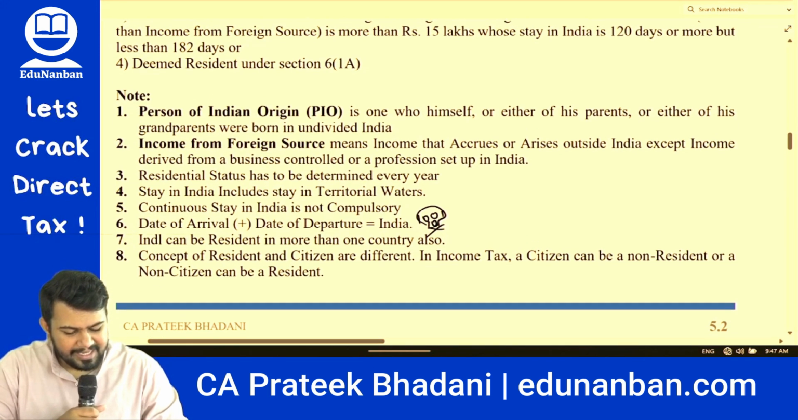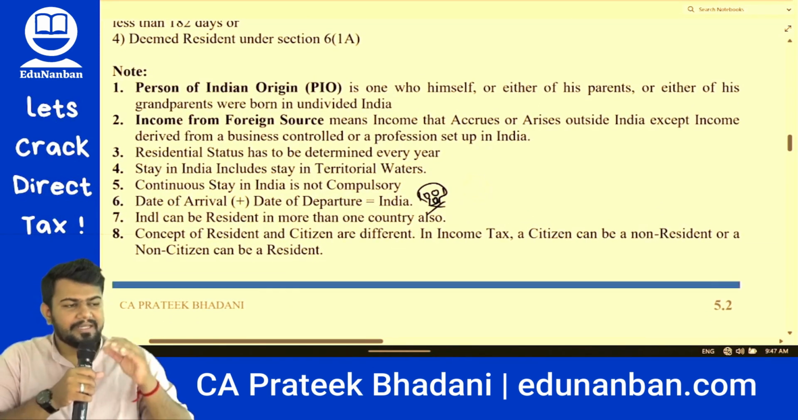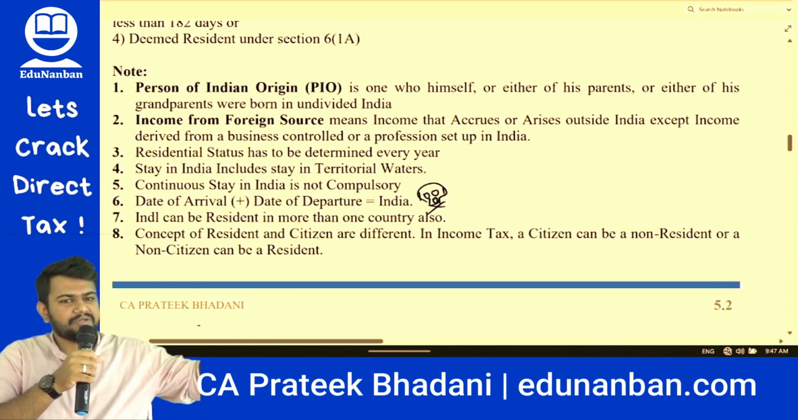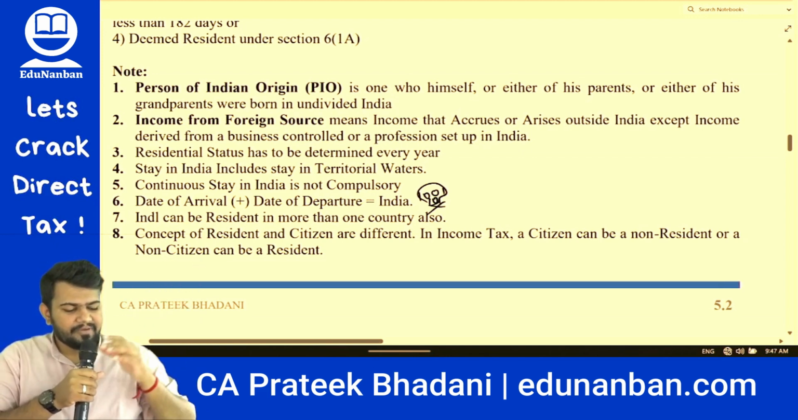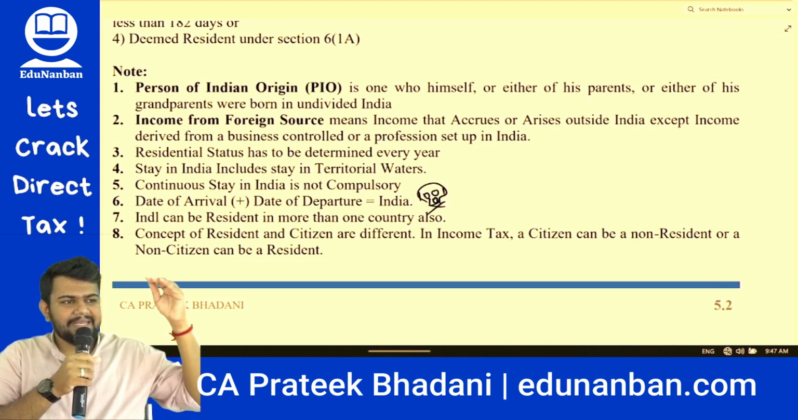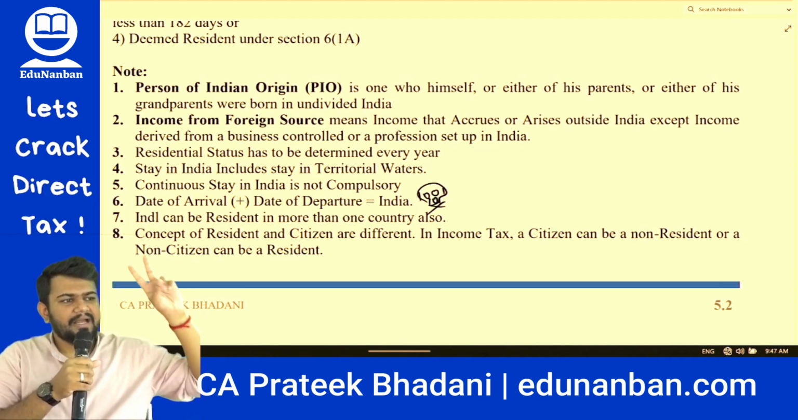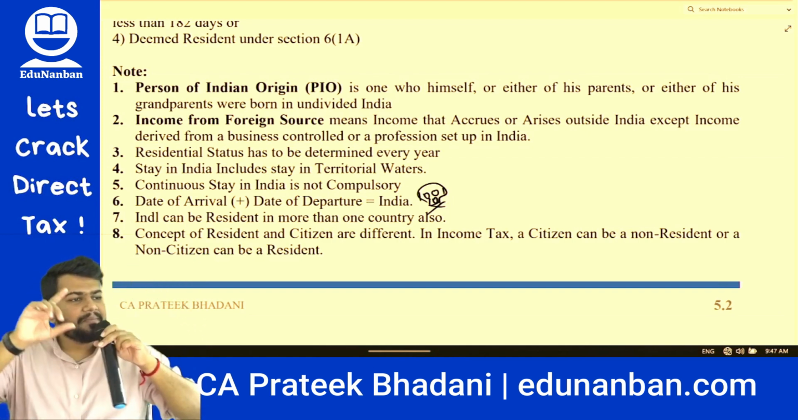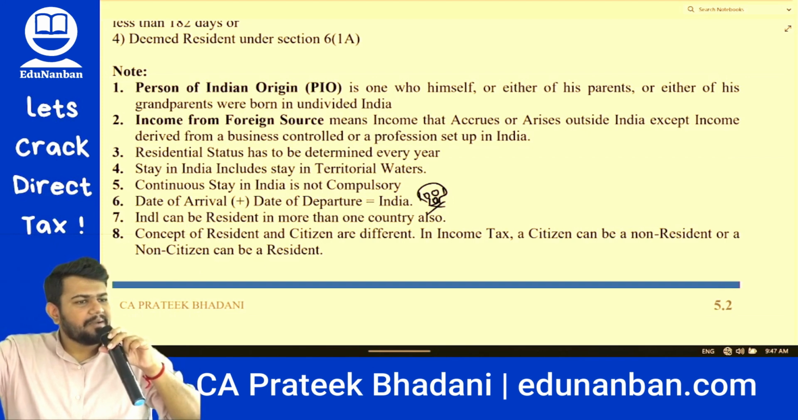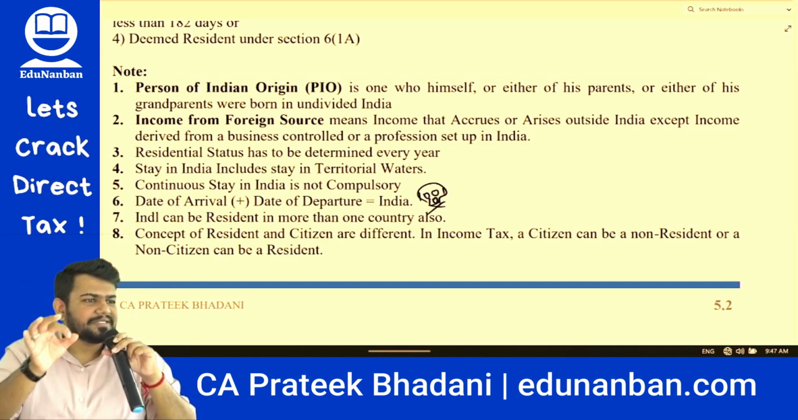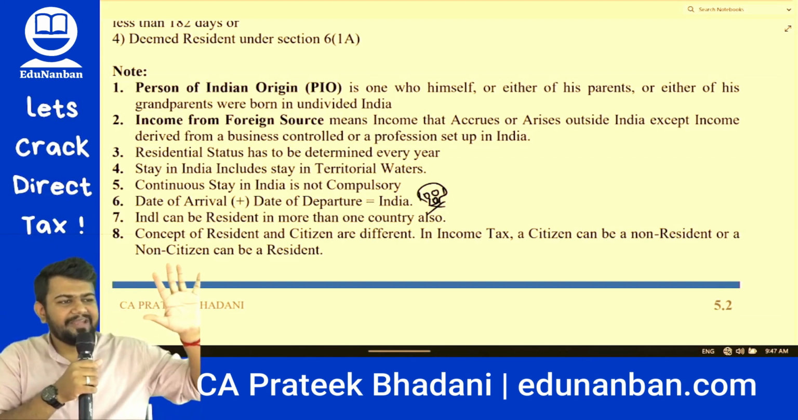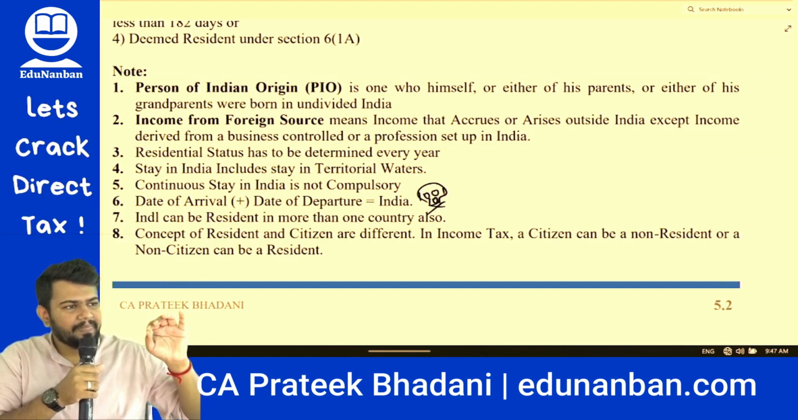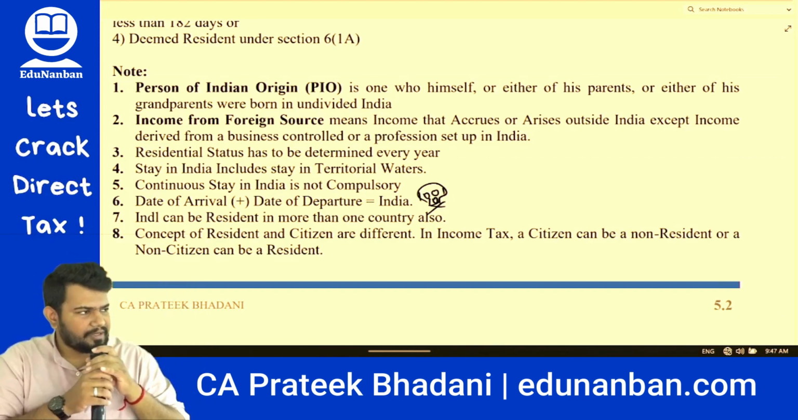Now, what is income from foreign source? Sorry, income other than income from foreign source. Income other than income from foreign source means Indian income, that is income received in India, income deemed to be received in India, income accruing or arising in India, income deemed to accrue or arise in India, and number 5, income accrued and received outside India but from a business controlled and profession set up in India. So these 5 incomes are income that is other than income from foreign source.